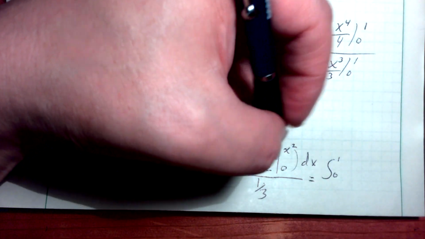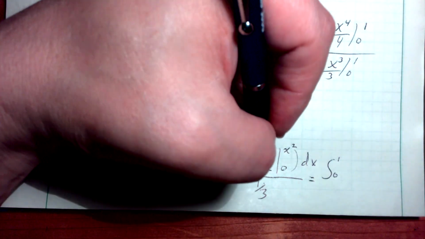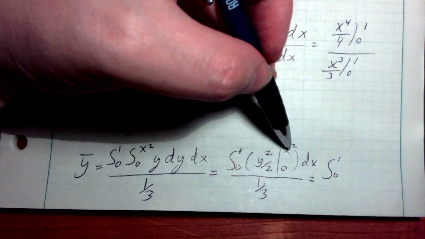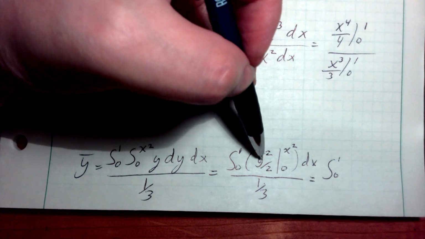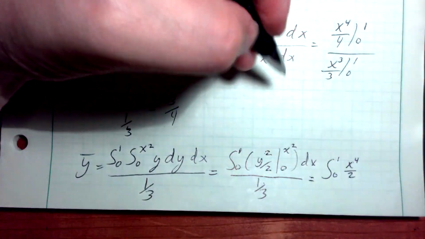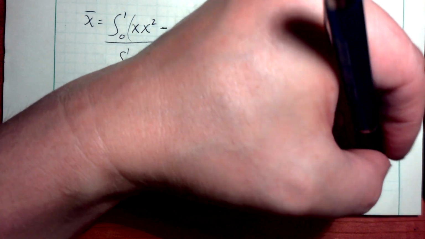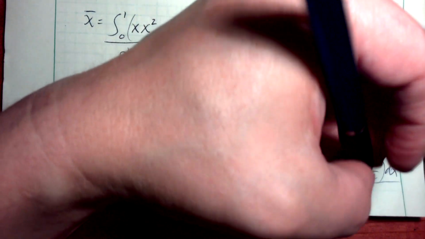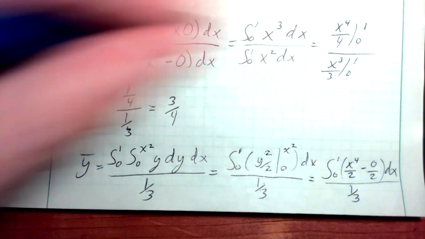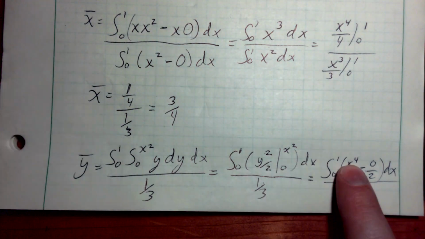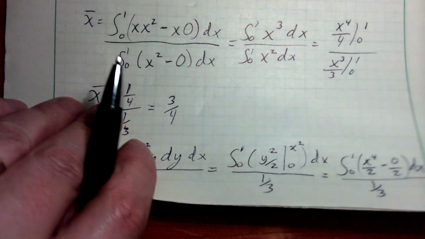So I'm going to plug in x squared first. For y squared, I'm going to plug in x squared. So I'm going to have x squared squared. That's going to be x to the 4th divided by 2 minus 0 divided by 2. And that needs to be integrated with respect to x, and that's over 1/3. So you can see the 0 goes away. I'm now going to be integrating x to the 4th over 2 with respect to x. It's going to be my next step. Do that.